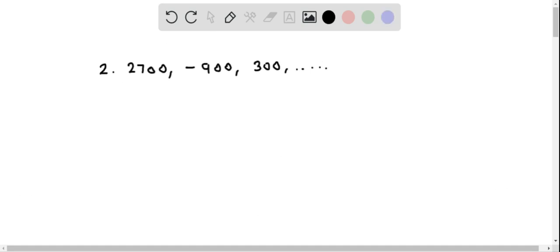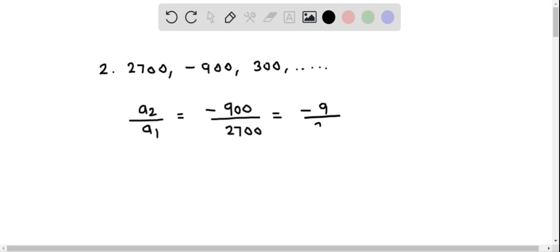Let's do question 2. So here we find the ratio between the first and the second term. That is, we do a2 over a1. A2 is the second term, which is negative 900, and this is divided by a1, which is 2700. We can reduce this to simple fraction as negative 9 over 27, and this equals negative one third.